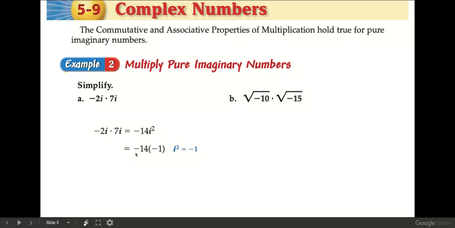And then negative 14 times negative 1 is positive 14. So these complex numbers here, when I multiply them together, actually give me a real number. Let's look at b now.